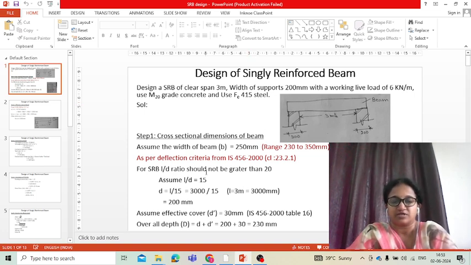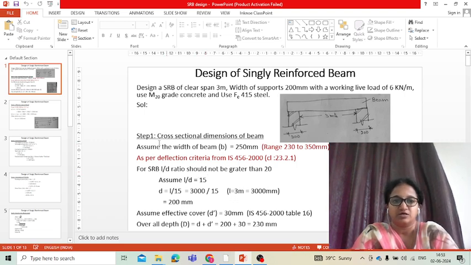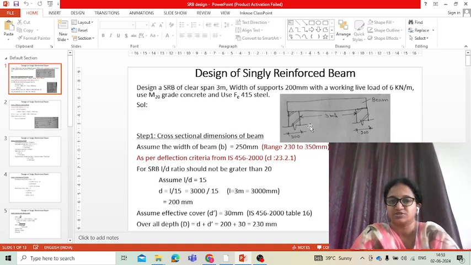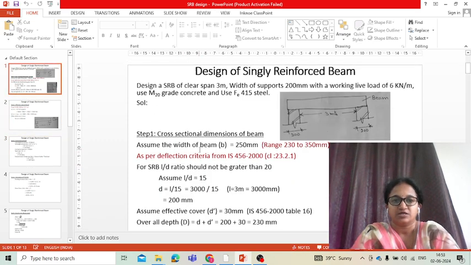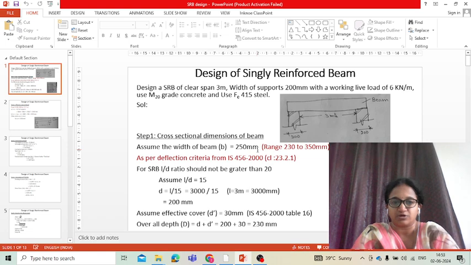Now there are 9 steps in this design. So coming to step 1, cross-sectional dimension of beam. Here the cross-sectional dimensions were not given for the beam. So for that, first we have to calculate the cross-sectional dimensions of the beam. Now assume the beam width as 250, because for the beams the range is from 230 to 350 mm.